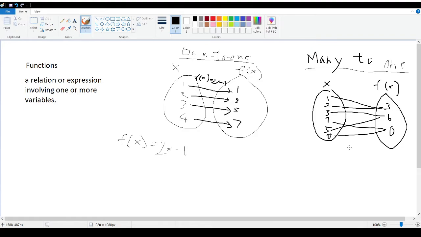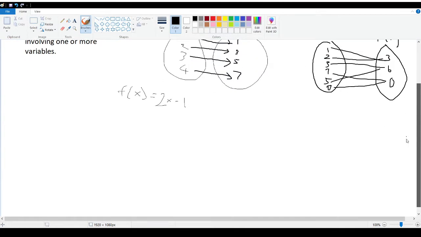Many-to-one functions are like quadratic functions. Quadratic functions are many-to-one because when you solve an equation, you always have 2 answers. Also, cubic functions are many-to-one, so 3 values will be equal to 1 value. These two are the main ones you'll have to encounter. This is just an explanation of what functions are.